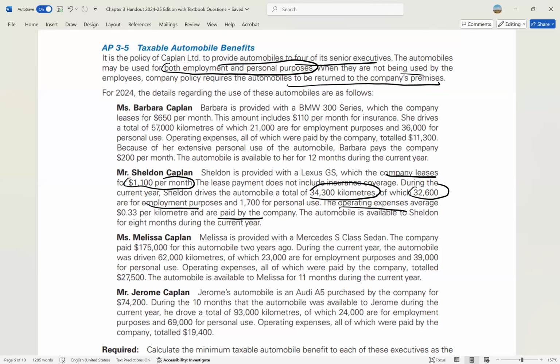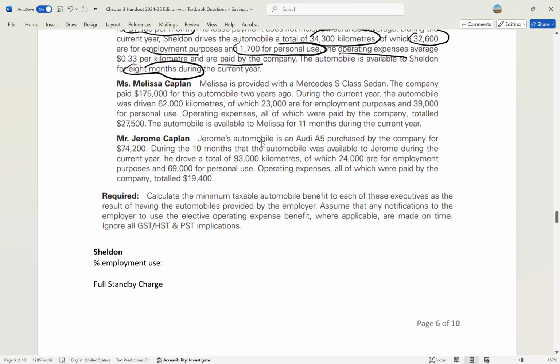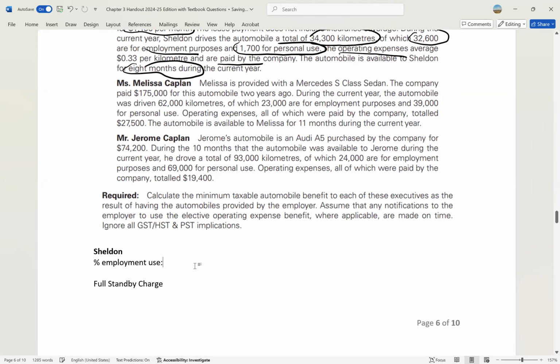Now, Sheldon's car is available to him for 8 months during the year. So for the other 4 months, he does not have use of the car, but for the 8 months, he is able to take the car home with him. He can drive it on weekends and evenings, and he drove it for 1,700 kilometers during those 8 months for personal use.